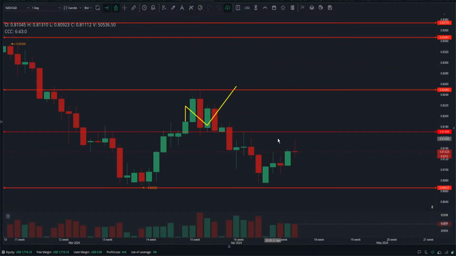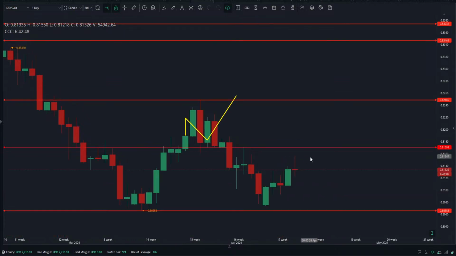New Zealand cat, lower prices are possible. I will not be looking for lower prices if the price retraces higher than 0.8169. Till the time the price is trading below 0.8169, I will be looking for the selling opportunities with a target of 0.8065.